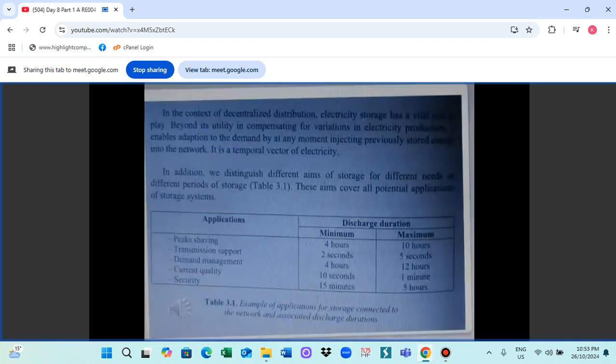And this is a typical storage diagram. It covers peak shaving, transmission support, demand management, power quality, and security. They are also important for the storage devices.